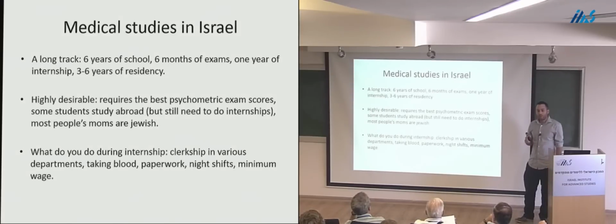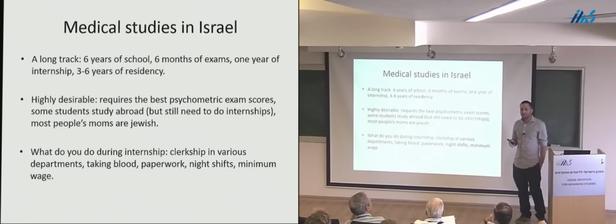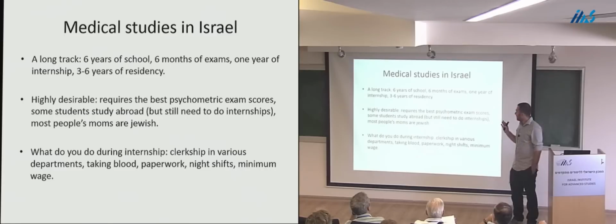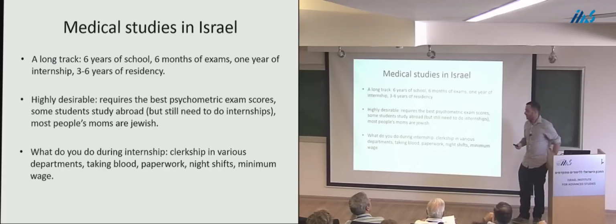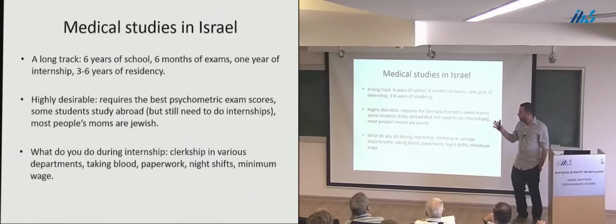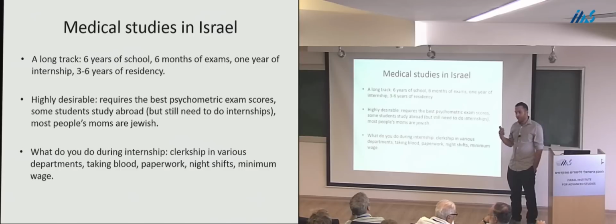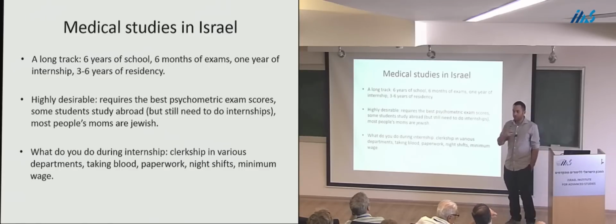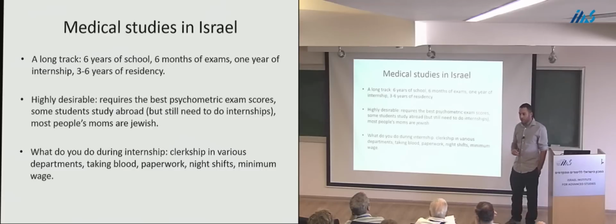So, medical studies in Israel. Becoming a doctor is a very long and very tedious track. You have to do 6 years of studies. Then you have to do about 6 months of exams. You're not taking the exam for 6 months. You're studying for 6 months and then taking an exam. You have 1 year of internship. And then you have between 3 to 6 years of residency, depending on your specialization. If you're doing something very difficult, you might do even slightly more than 6 years. So it's a very, very long track.